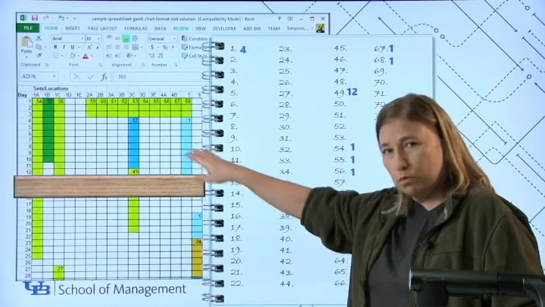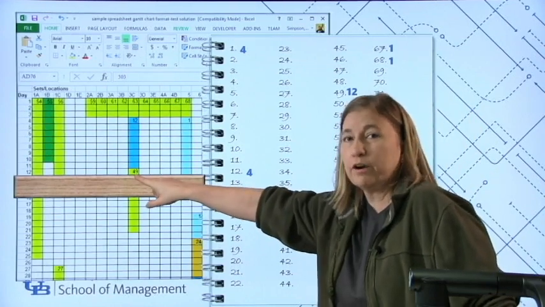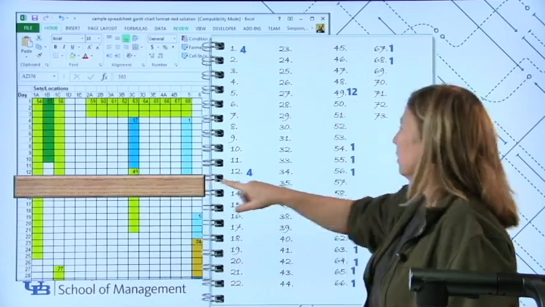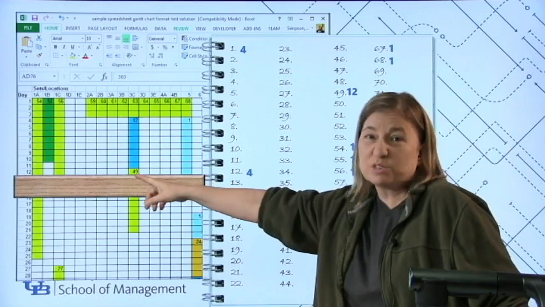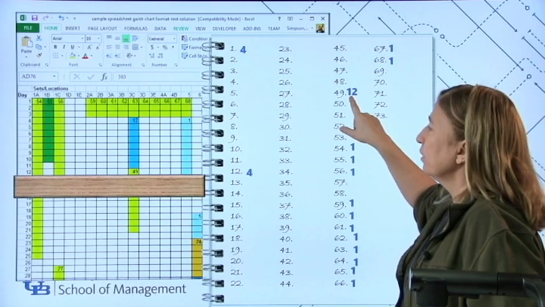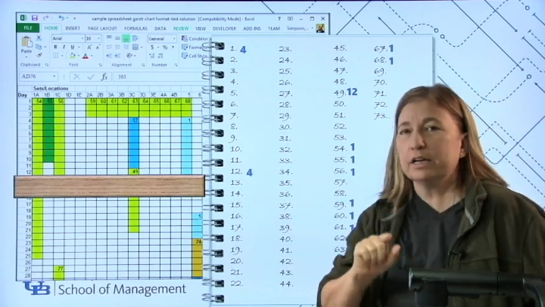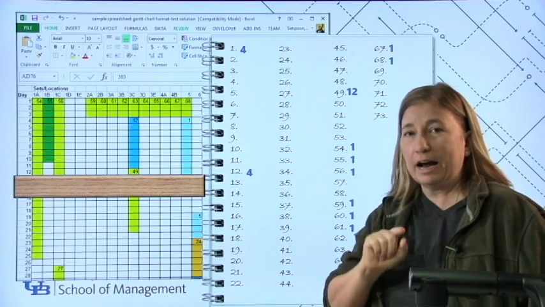I mean, we went through with the ruler. We were finding when various tasks started. Like, for instance, task 49 is what I'm pointing at. It starts on day 12, so I put a 12 here. Just go back over that very, very carefully again and make sure that you did that accurately.